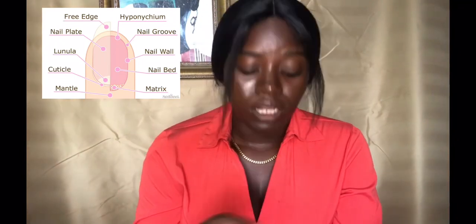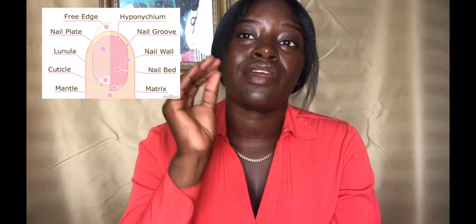Next is the cuticle. The cuticle, I'm sure everybody has been hearing this word. Not everybody knows what the cuticle is. The cuticle is a little skin that goes over the nail plate. It is very, very thin.